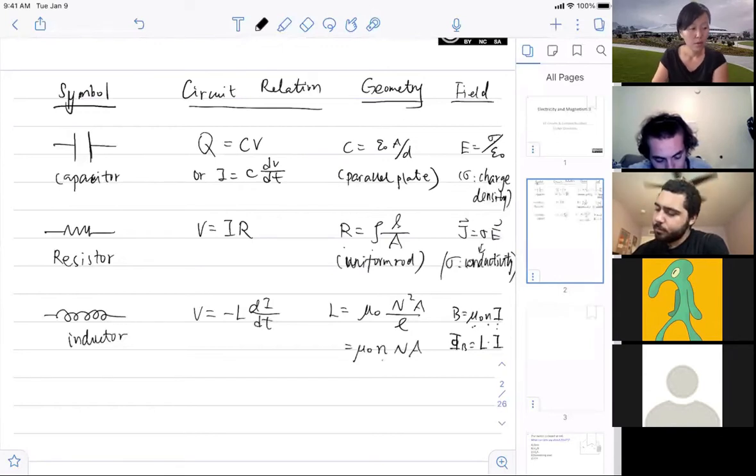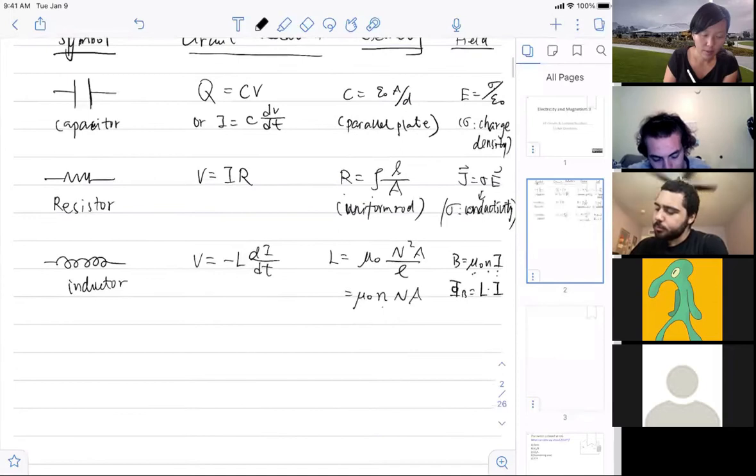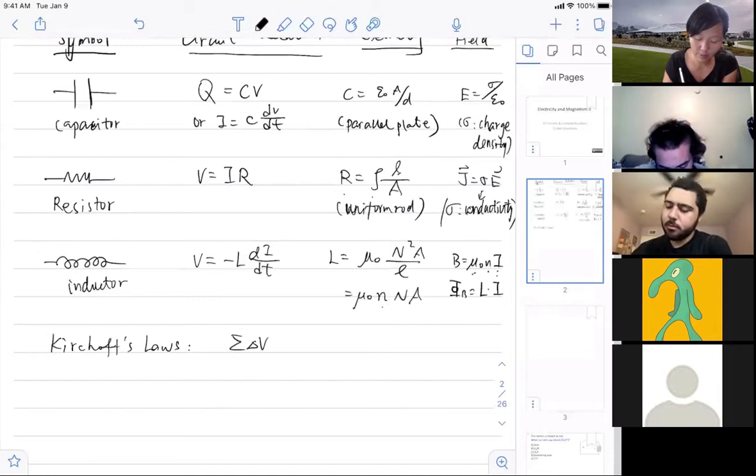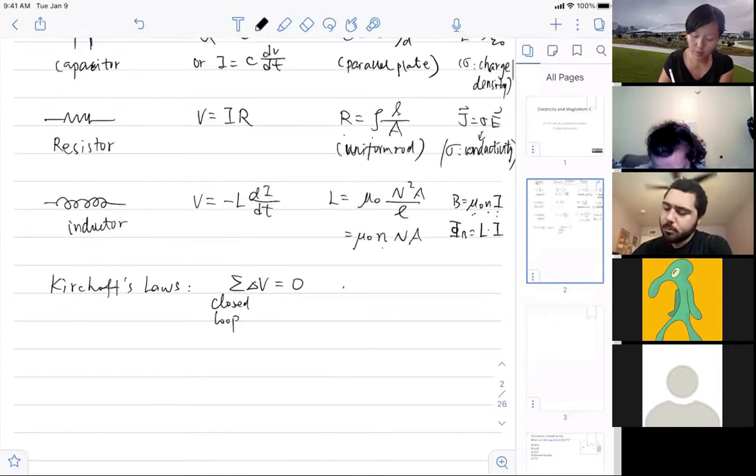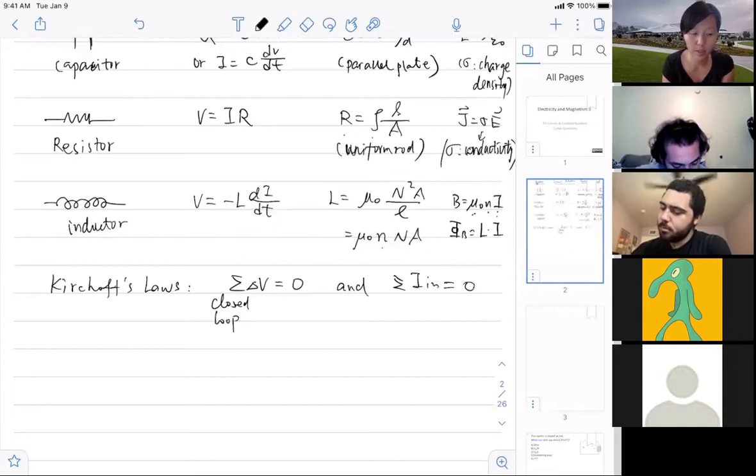And if we have a circuit, we often use, if you remember this from your intro physics, Kirchhoff's laws. The sum of the delta V around a closed loop is 0. This is the voltage rule. The current rule says if you add up all the currents entering a node, all of the currents will add up to be 0 for any node, any point in the circuit.